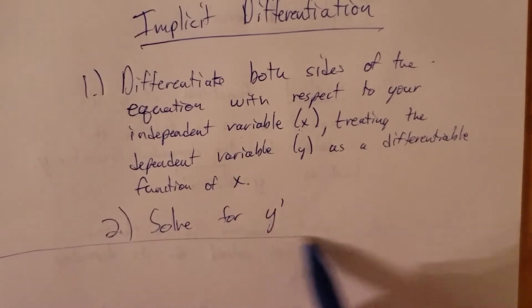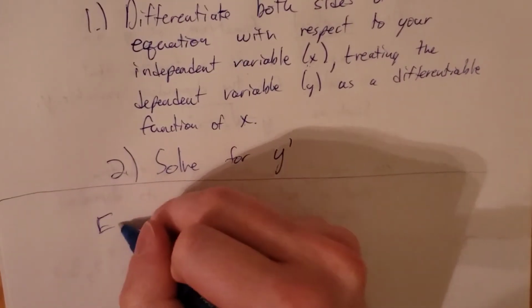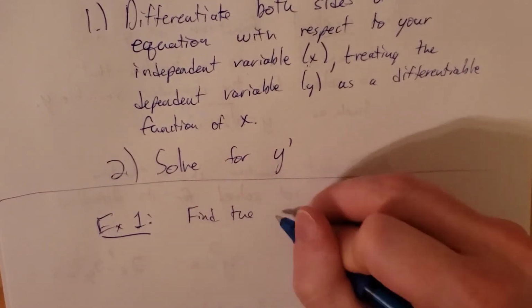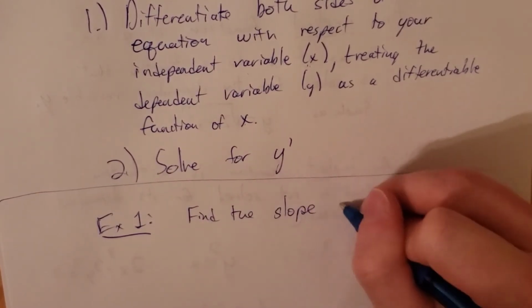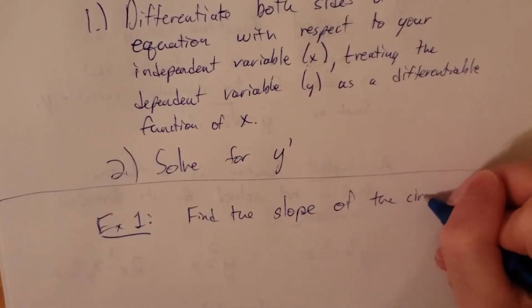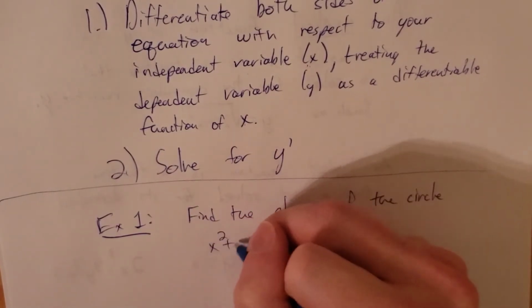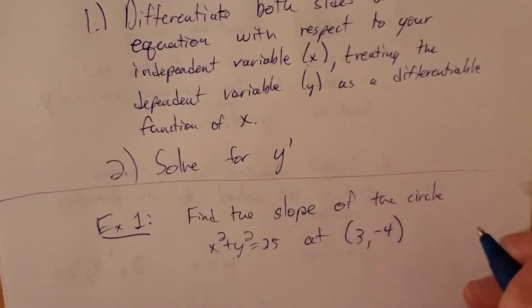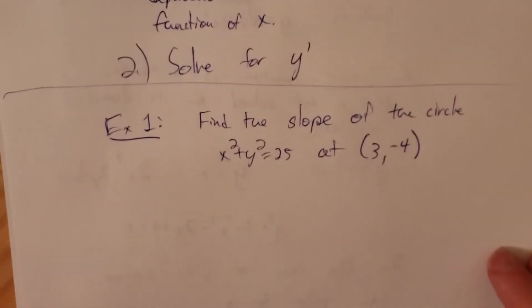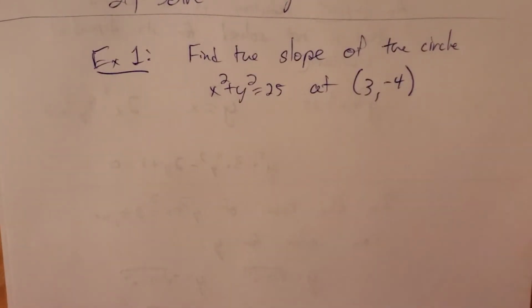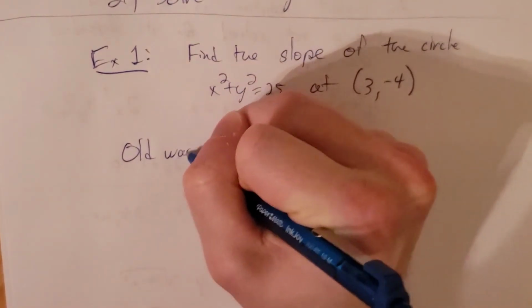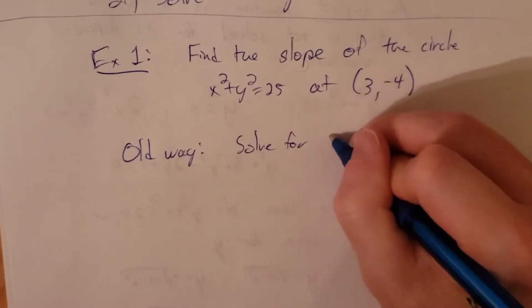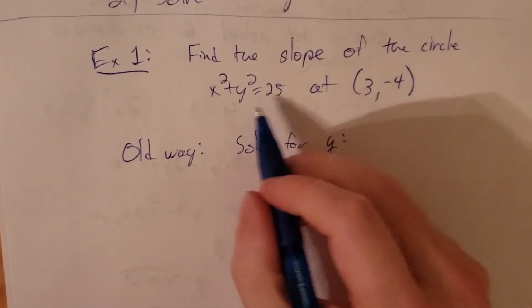So here we will do a first example, and that first example is: find the slope of the circle x squared plus y squared is equal to 25 at (3, -4). Let's do this problem the old way first. Well, the old way is to solve for y first. So we could solve for y here.